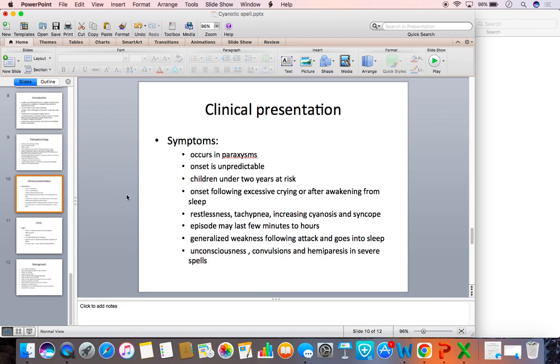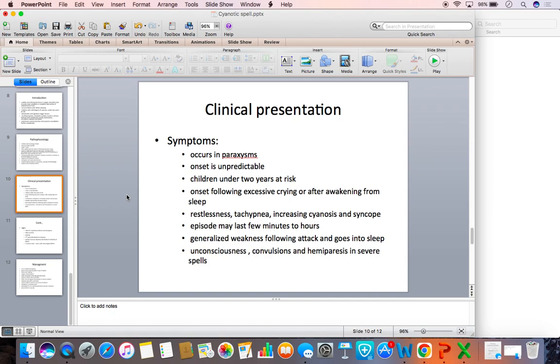These spells occur in paroxysms, and children with a mild degree of tetralogy of Fallot, which is called the pink Fallot, are more prone to cyanotic spells. The most common age of occurrence of this spell is around 2 years of age. And the child, following severe crying and waking up from sleep, goes into this particular spell.